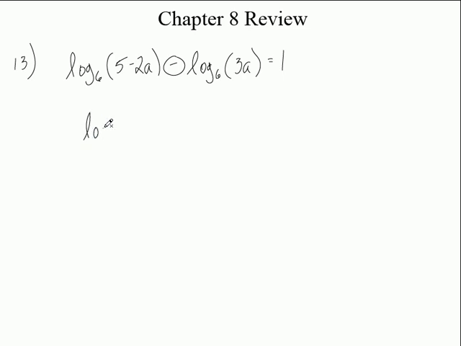I'm going to put one logarithm, log base 6, and I'm going to take these two things right here, this parentheses and this parentheses, and make a division out of it. So it's going to be 5 minus 2a. The first one always goes on top, the second one goes on the bottom. And that just equals 1. Everybody see what we did? That's called the quotient rule. Look it up in chapter 8 if you're not sure where that came from.